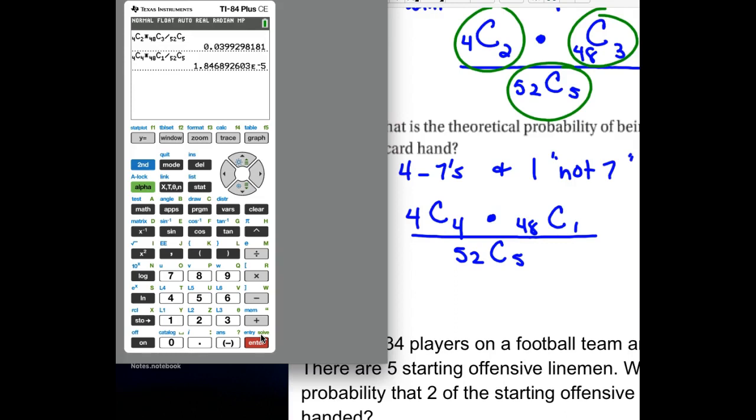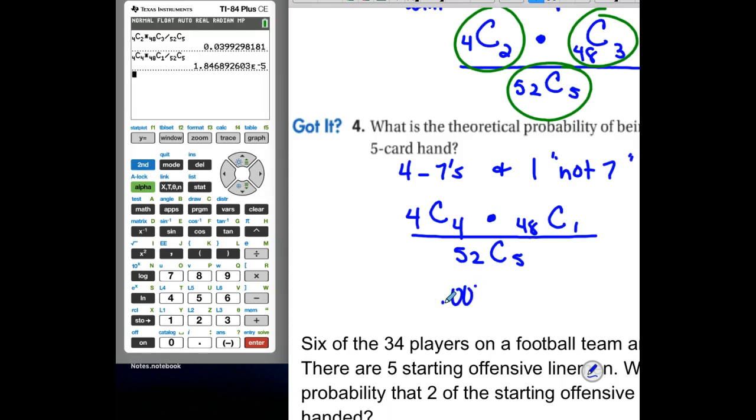Notice the E -5 on the end. What does that mean? It means our decimal is really 5 spaces to the left, right? We have a very small number here. So we are looking at, what is it, 0.0000185?